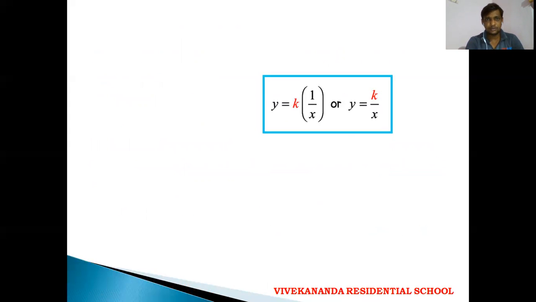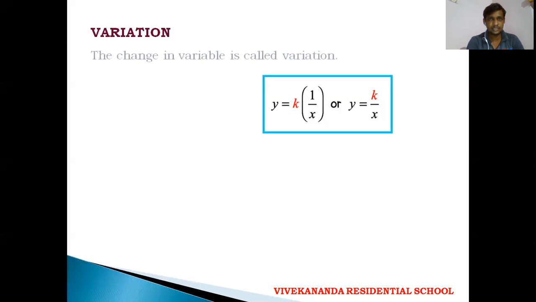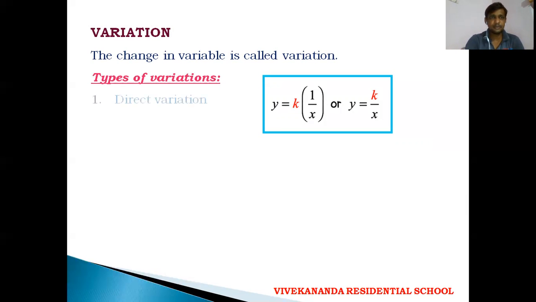So the next is variation. We have three types of variations: direct variation, inverse variation, and joint variation. First, what is variation? The change in the variable is called variation. That means the variable will be changing always. We already discussed variation in the first chapter on algebraic identities. Here, three types: direct variation, inverse variation or indirect variation, and the third one is joint variation.